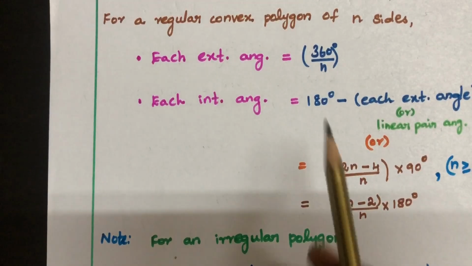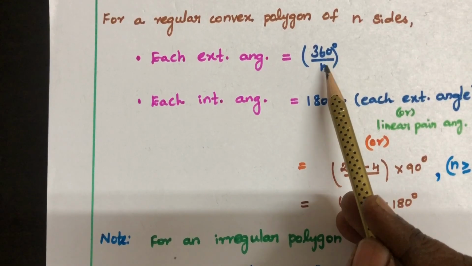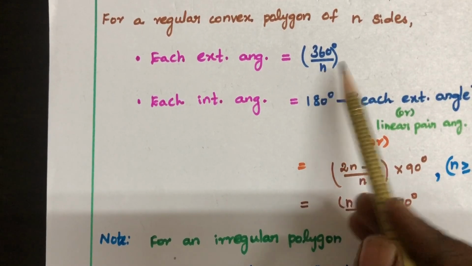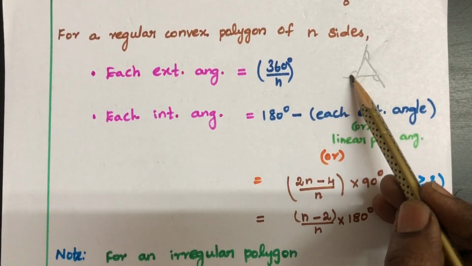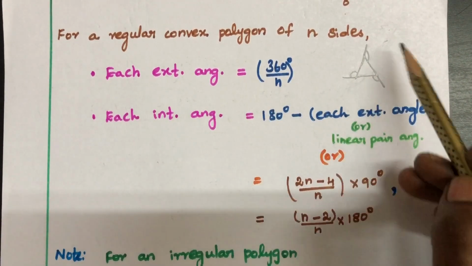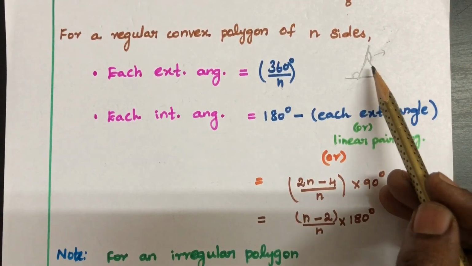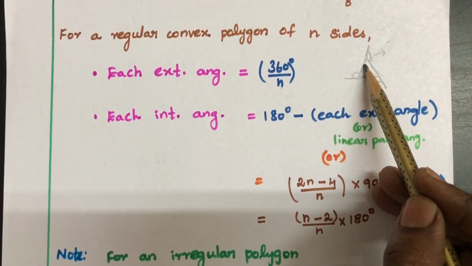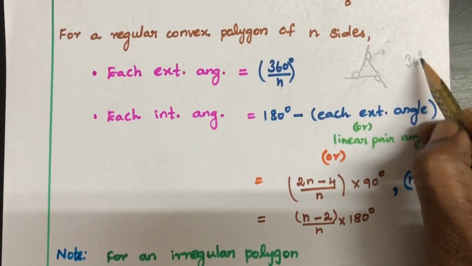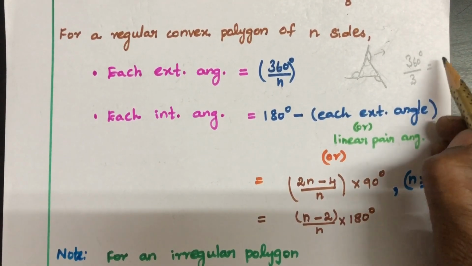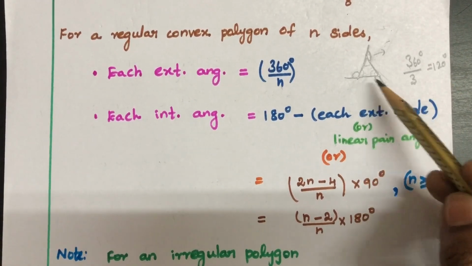For a regular convex polygon of n sides, each exterior angle is equal to 360 degrees divided by n. Each means single. See, if this is a triangle, these are all its exterior angles. So, each exterior angle must be 360 degrees divided by n. For example, if this is an equilateral triangle, all the inside angles are 60 degrees. So, 360 degrees divided by 3, which equals 120 degrees. Each exterior angle value is 120 degrees.